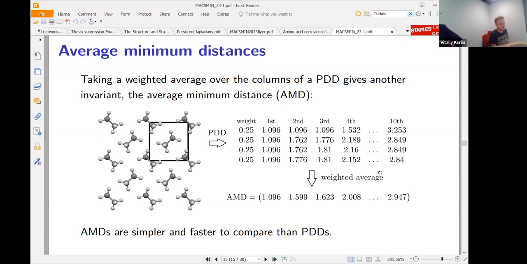So for example, the first AMD value is the average bond distance, because we are measuring the distance to the first nearest neighbor. Then to the second nearest neighbor. And so we have actually started from this invariant and only afterwards explored PDD, because AMD is simpler to compute and, more importantly, simpler to compare. In all real comparisons, we first compare by AMD, average minimum distance, and only after that by PDD. Yeah, in theory you could lose information here, but AMD tends to be quite well distinguishing.